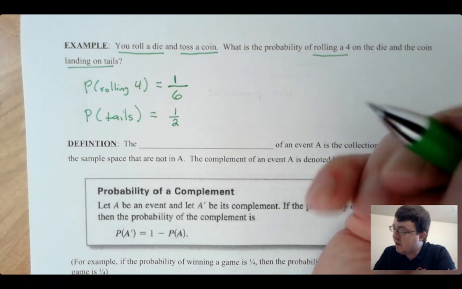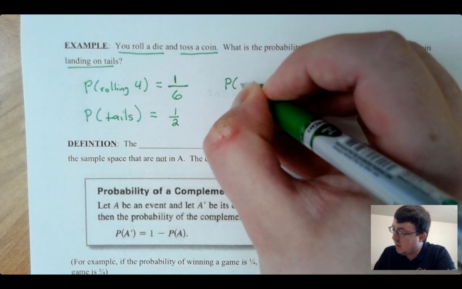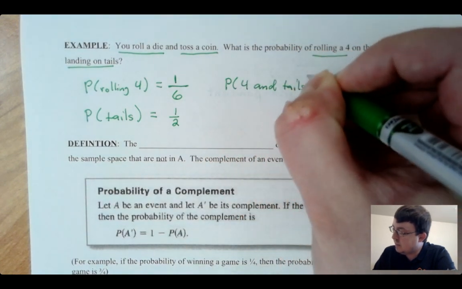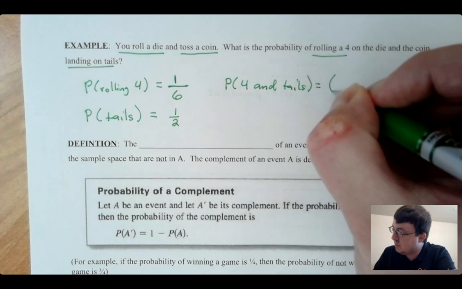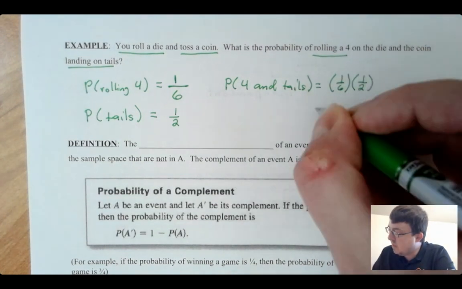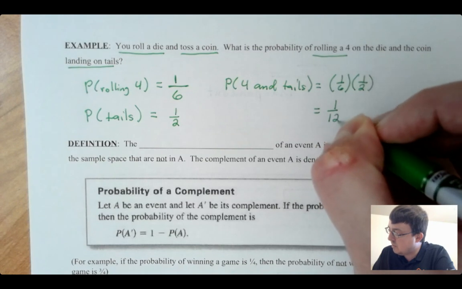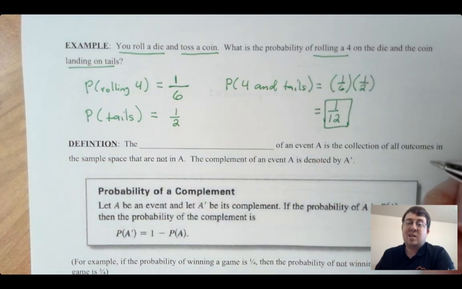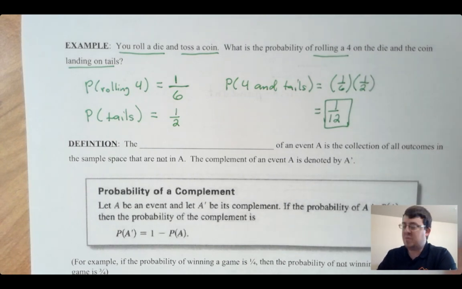So if I want to find the probability of a 4 and tails, that's easy. I just take the probabilities, 1 out of 6, 1 out of 2, and so my probability here is 1 out of 12. Easy. I just take probabilities and multiply. This should not be that hard. Okay, moving on to complements.